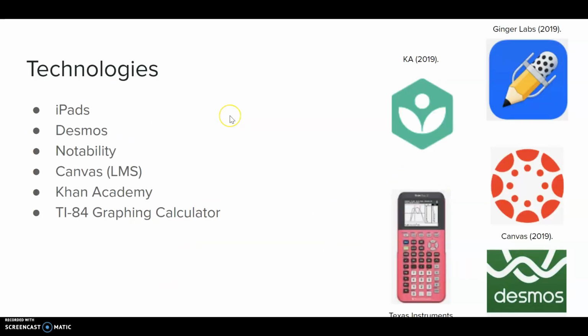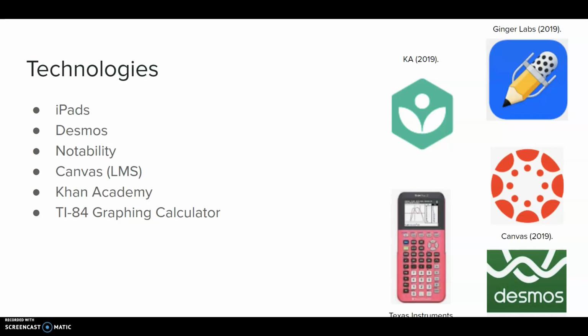Here you see the technologies that we are planning on using throughout this unit. So we've got iPads, Desmos, Notability, Canvas. All of these things can be accessed through the student iPads, and they are the driving force behind each piece. Desmos is very user-friendly for iPads, and we very much love the use of that.